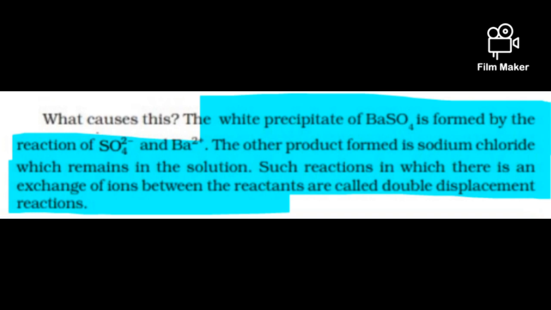So a white precipitate of barium sulfate is formed. You can be given this reaction and asked what is the white precipitate that is formed. So you will write it is barium sulfate. You can also be asked what do you observe out of this reaction. So we observe a white precipitate of barium sulfate out of this reaction.